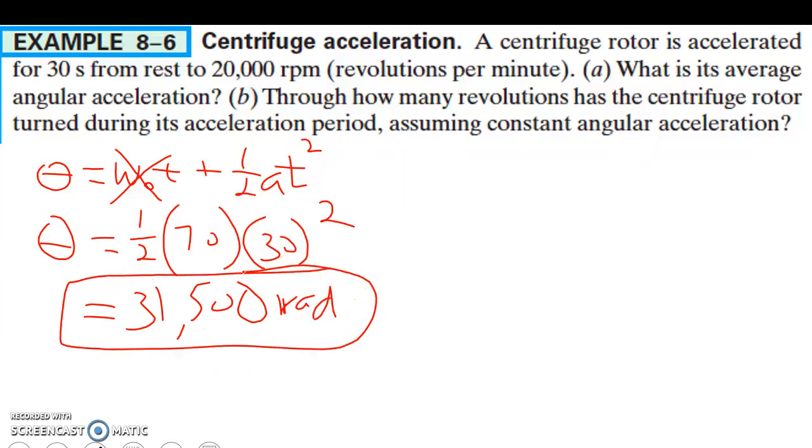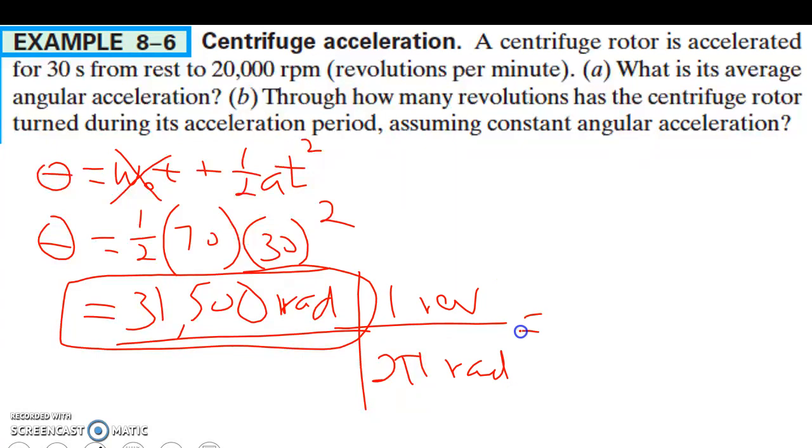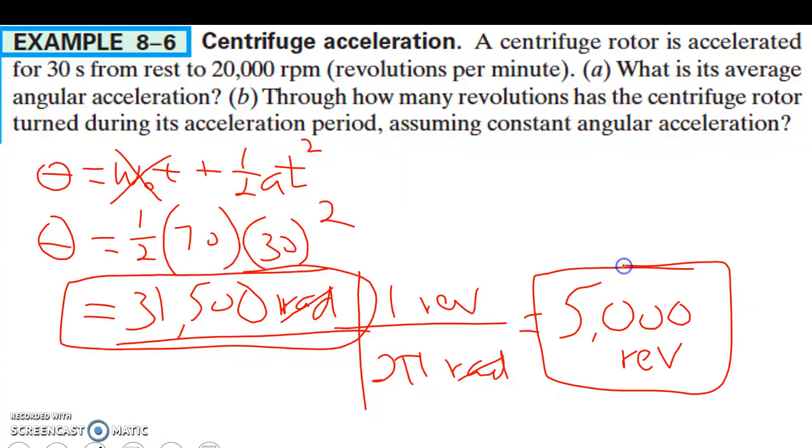Now I take this answer and I want to convert it to revolutions. I know that 2 pi radians make up 1 revolution. So my radians cancel. 31,500 divided by 2 pi gives me approximately 5,000 revolutions.